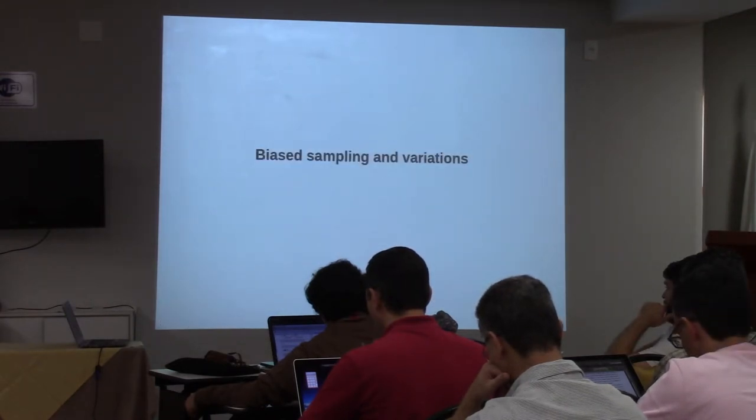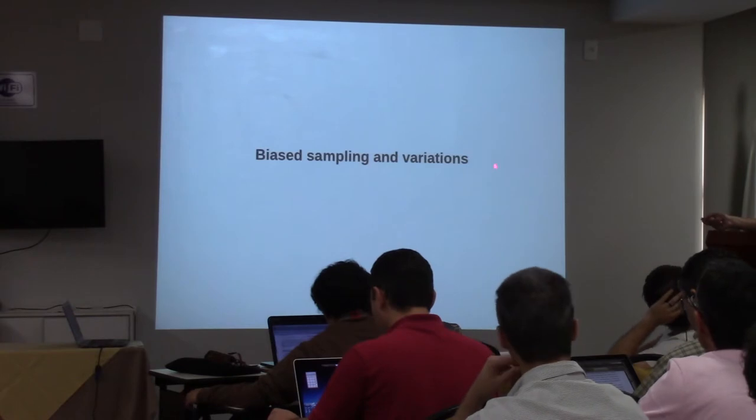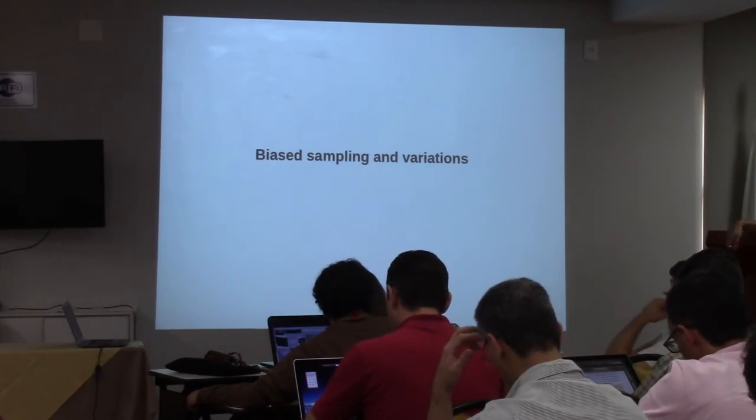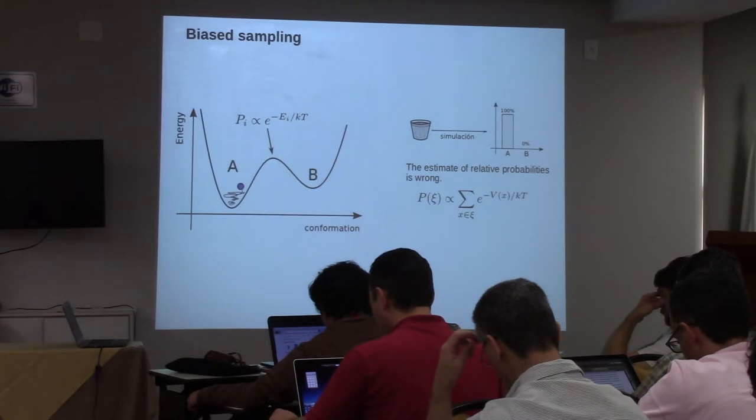So the last set of kinds of tricks that we use to compute free energy differences from simulations is what I have called here biased sampling simulations and variations. They have some correlations with the previous methods, but we are going to introduce them in a different way.